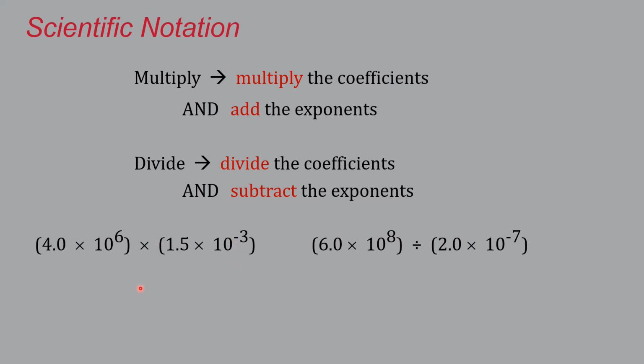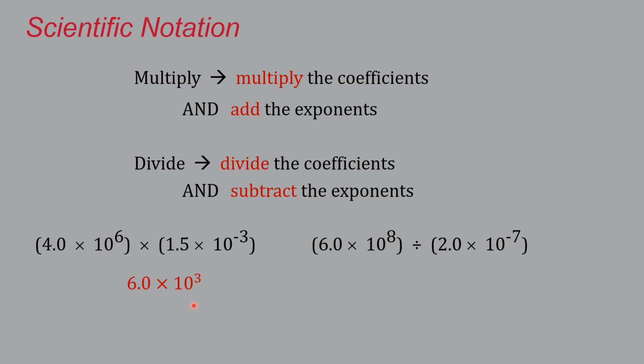So for the multiplication, this answer is going to be whatever 4 times 1.5 is, and that is 6. Then you simply add the exponents, and 6 plus negative 3 is positive 3. So the answer here is 6 times 10 to the 3rd. I would encourage you to hit pause, bust out your calculator, and try and multiply those two numbers and make sure you get that answer.